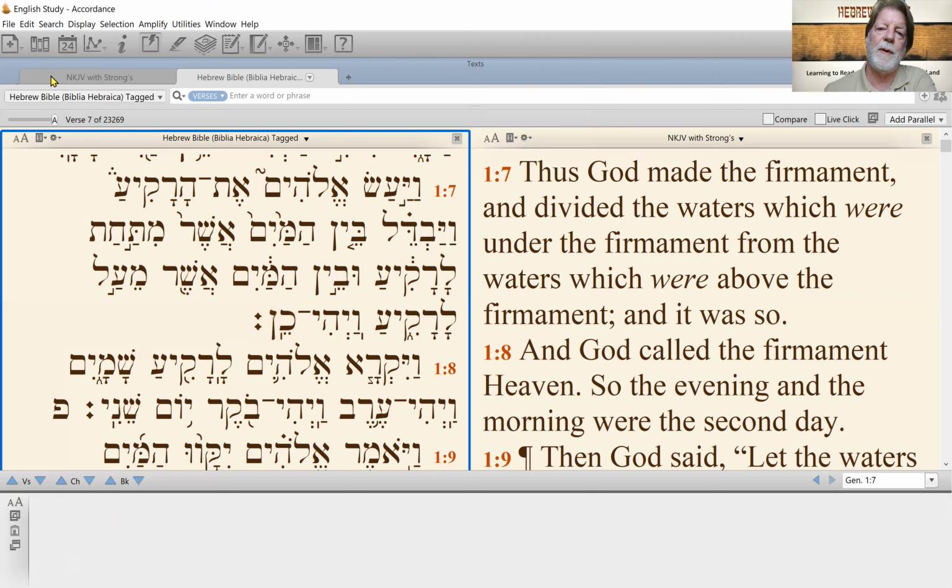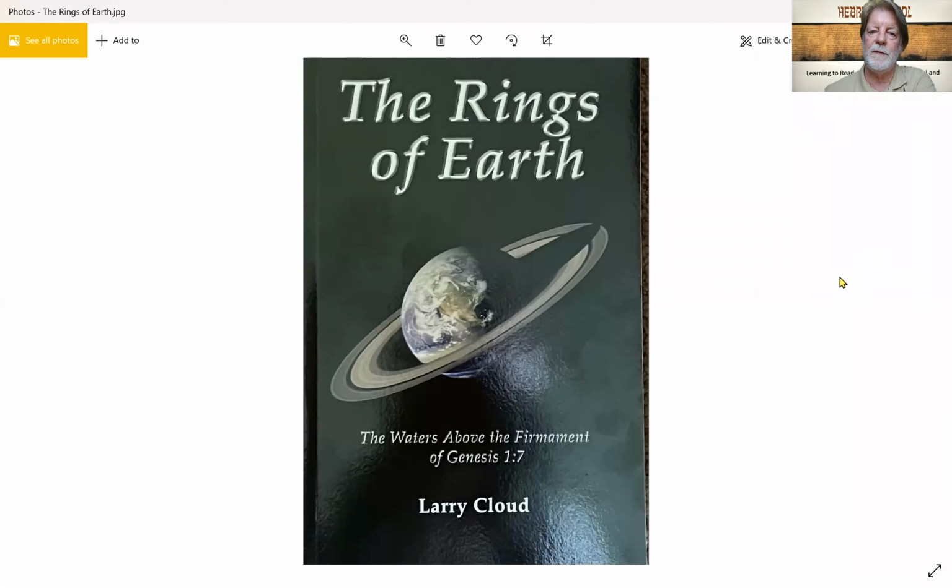And that is a possibility. I'm going to suggest one more possibility, and let me show you a book that I am familiar with. It's called The Rings of Earth. It's by Larry Cloud, which is kind of a convenient, almost ironic name. And it refers to the waters above the firmament, what we're talking about in Genesis 1:7. And look at the picture on the cover. It looks like Saturn, doesn't it? But this is a picture of the Earth. Here's the North American continent, and here are rings like the rings of Saturn.